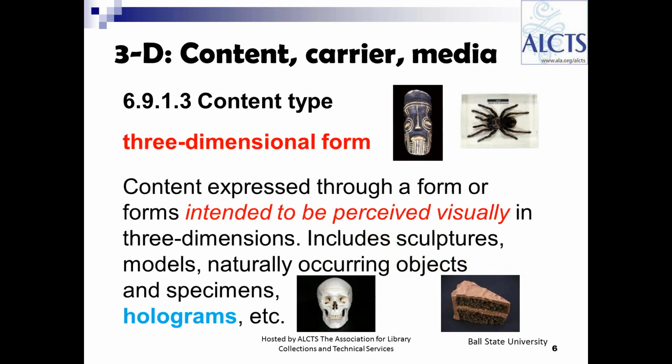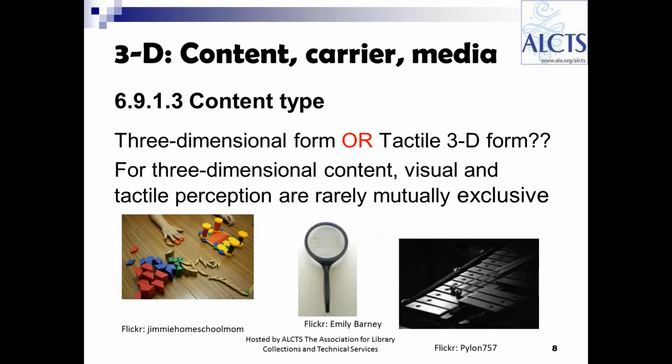If you go back to the previous slide, everything listed here except holograms, which I would argue should actually be a type of three-dimensional still image rather than a three-dimensional form, can usefully be perceived both through vision and through touch. The museum may not let you touch the sculpture, but that doesn't mean that the sculptor wasn't trying to communicate something tactile. Some sculpture is even designed to be touched. So how do you know whether you have a visual three-dimensional form or a tactile three-dimensional form?